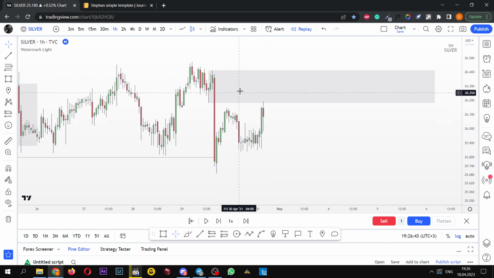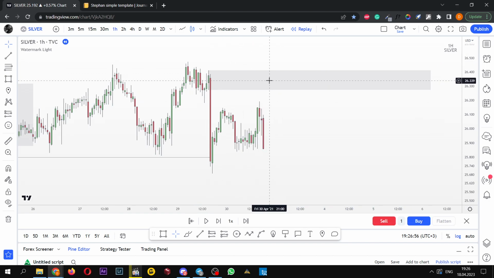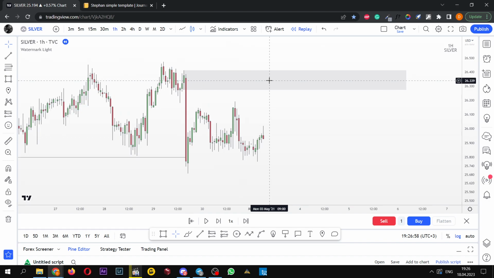I don't like the size of the zone. It will require me to have a stop loss either above this one or above the zone, which is not optimal. I would like to have smaller stop losses.